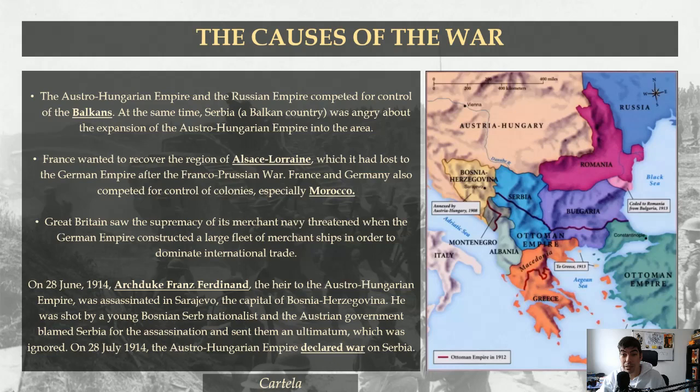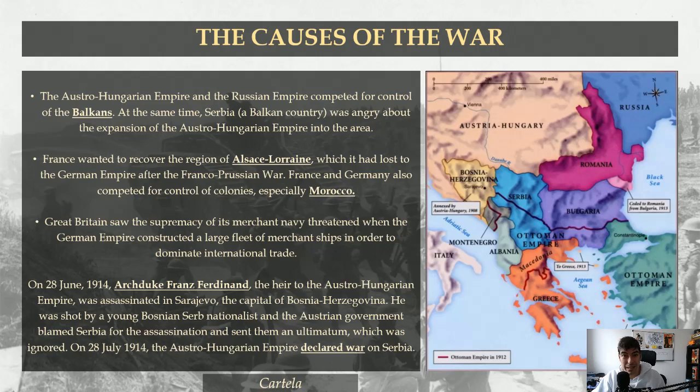And the casus belli, the real start of the war, was the assassination of the Archduke Franz Ferdinand on the 28th of June of 1914. He was the heir to the Austro-Hungarian Empire, and he was assassinated here in Sarajevo, the capital of Bosnia-Herzegovina, during a visit by a young Bosnian Serb nationalist, called Gavrilo Princip. And the Austrian government blamed Serbia for this assassination and sent an ultimatum.